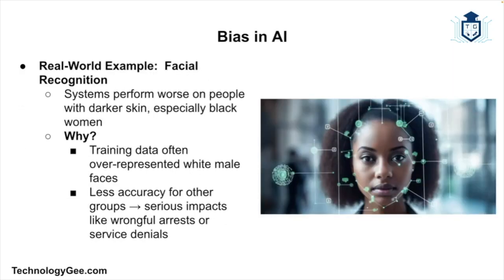So here's a real world example. We have facial recognition. Facial recognition systems have repeatedly been found to perform worse on people with darker skin tones, especially Black women. Now, why is this? This is because the training data often included mostly white male faces, so the system wasn't as good at recognizing faces outside of that group. Now, that's not just a technical problem. It's a social and ethical problem with real consequences, like wrongful arrests or denial of services.